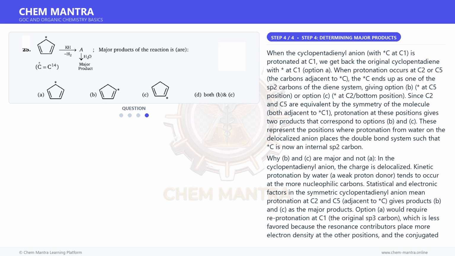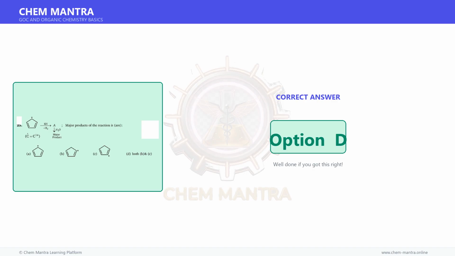Option A would require reprotonation at C1, the original sp3 carbon, which is less favored because the resonance contributors place more electron density at the other positions, and the conjugated diene products from protonation at C2 and C5 are thermodynamically stable. Both B and C are formed in equal amounts due to symmetry. Thus option A fails as a major product; protonation back at C1 regenerates starting material but is not the dominant pathway under these conditions. Therefore, the correct answer is D. Therefore, the correct answer is option D.